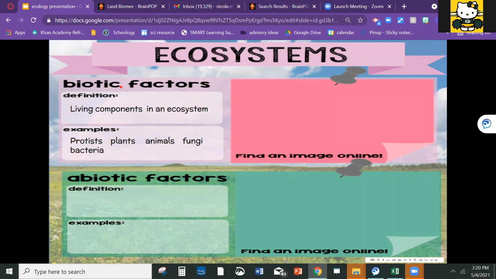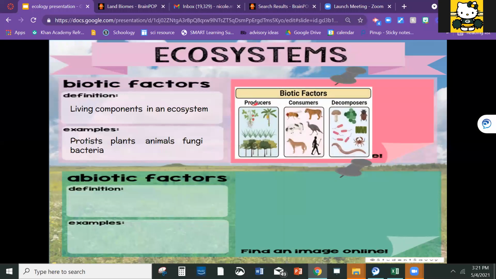The prefix bio means life, living components in an ecosystem. Here's an image that I found online that I liked, and it also talks about the three main groups of biotic or living things: producers, consumers, and decomposers.